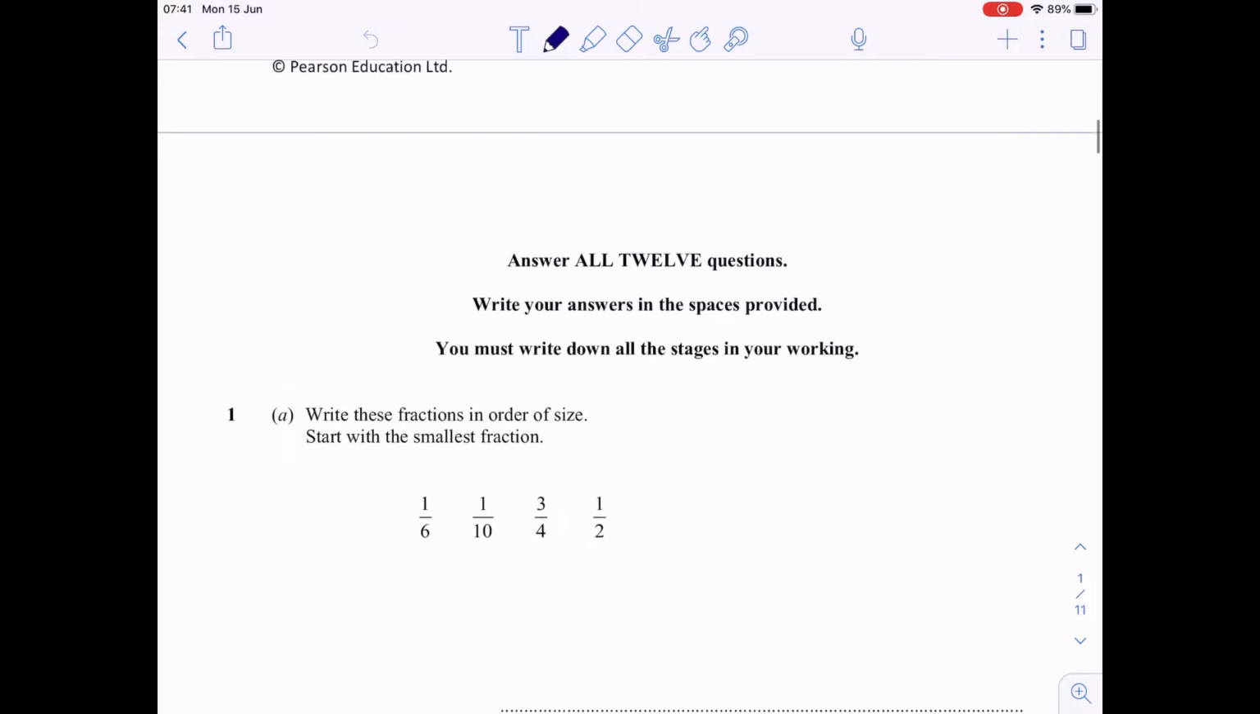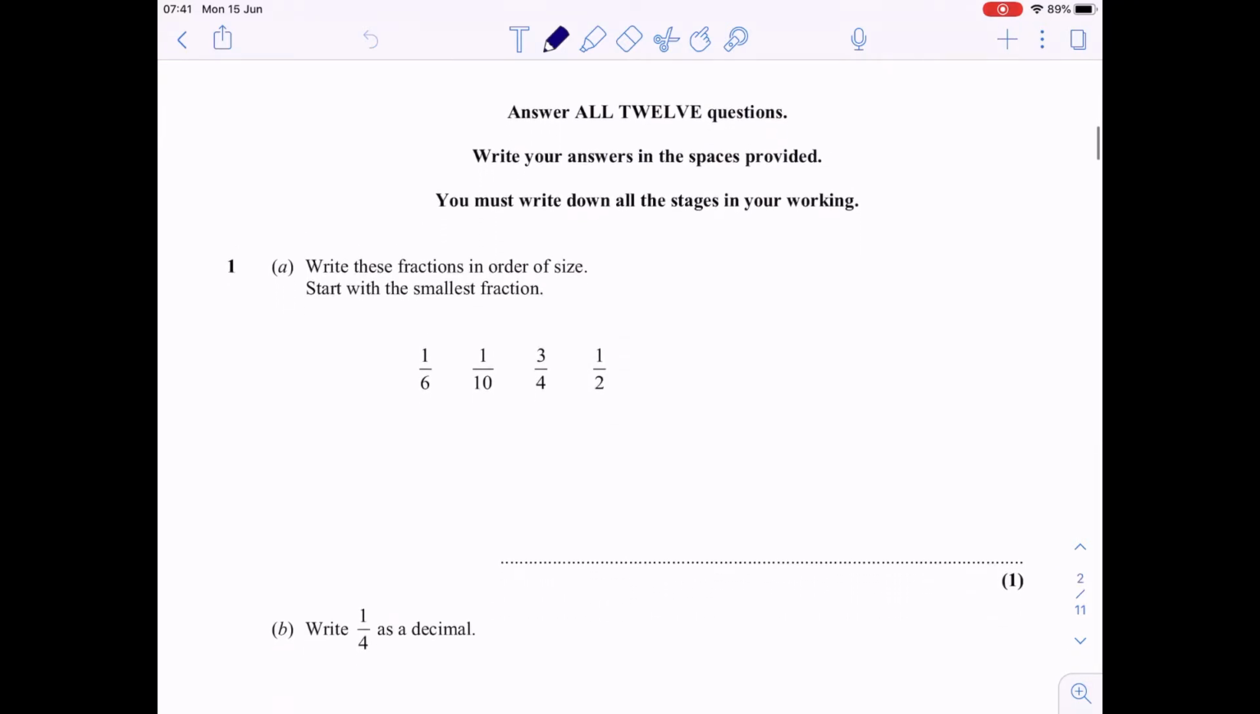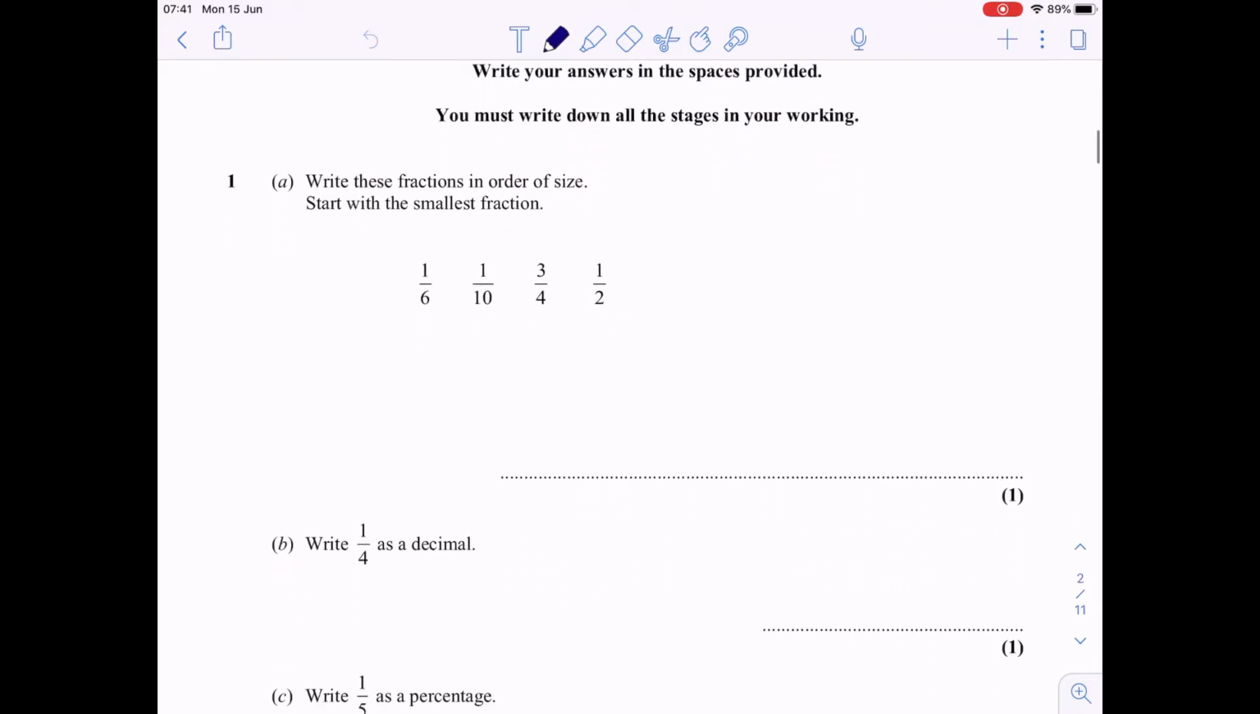Okay, so we start with question 1, and here we have some fractions and we're being asked to order them in terms of size. Now we can do various things to go through this. We can try and convert them into the same sort of fraction. We can change them into decimals. I'll go through both methods and then you can decide which one you prefer.